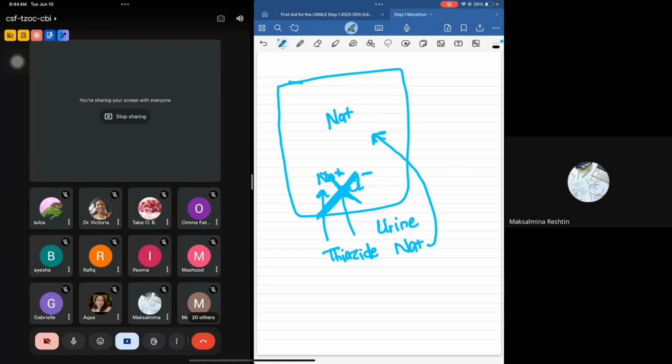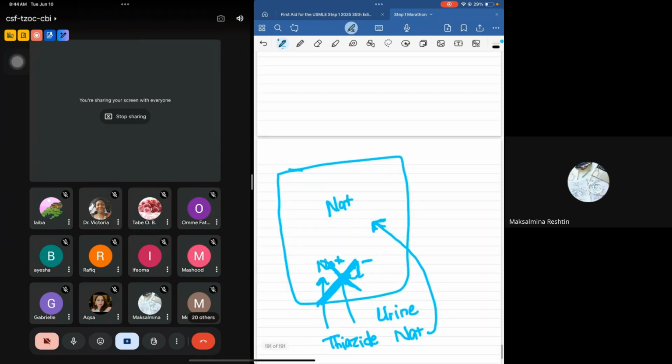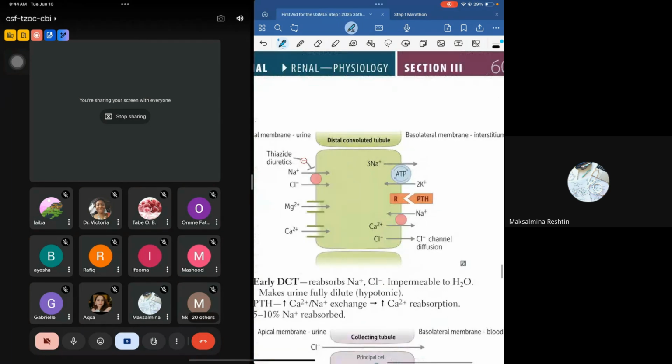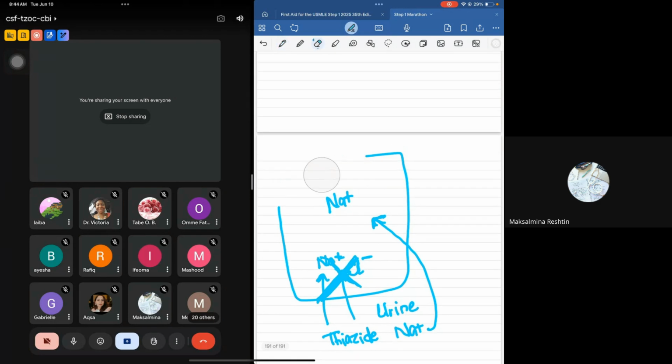Now, if we have blocked the sodium chloride co-transporter, the sodium inside the cell is going to decrease, right? So let me make the diagram a bit more clear. This was the urine side. This was the blood side. At the blood side, we have the sodium calcium transporter, right?